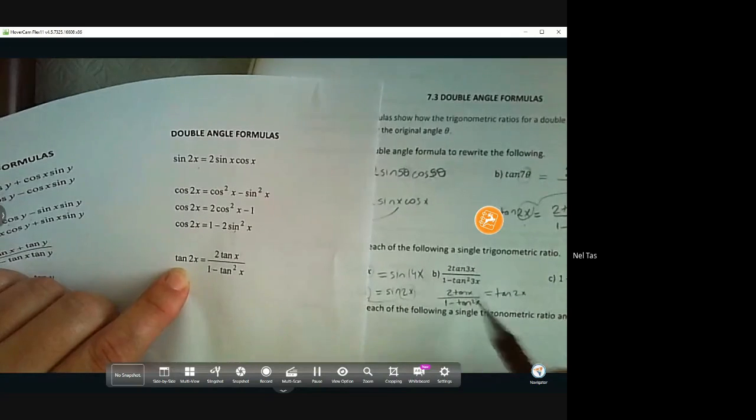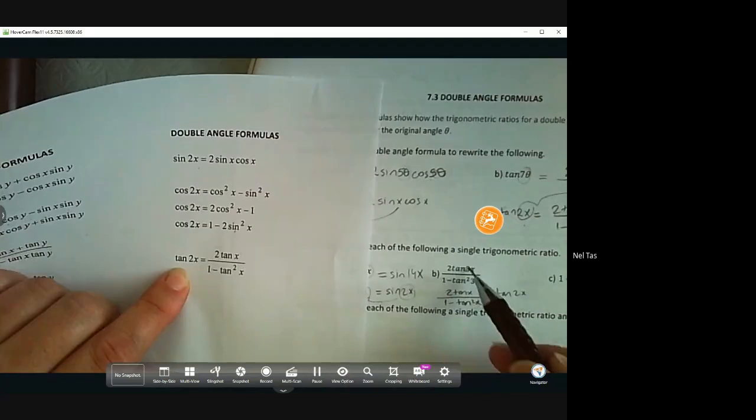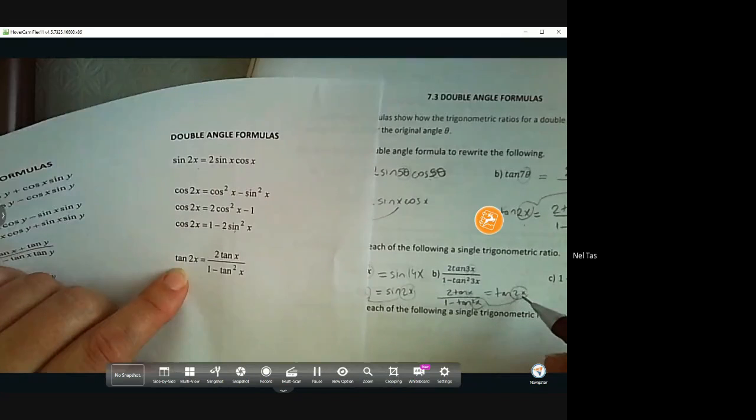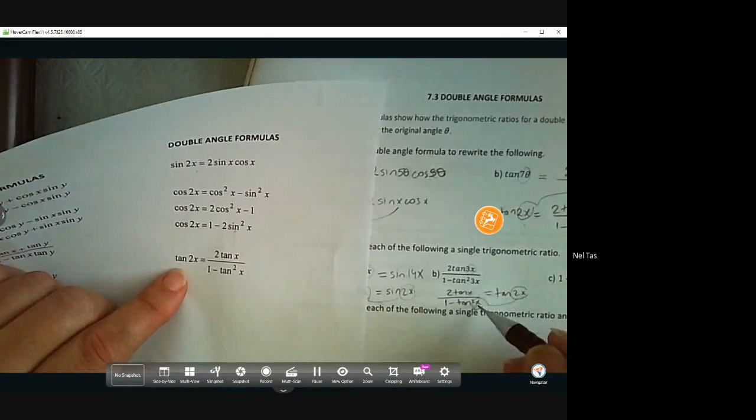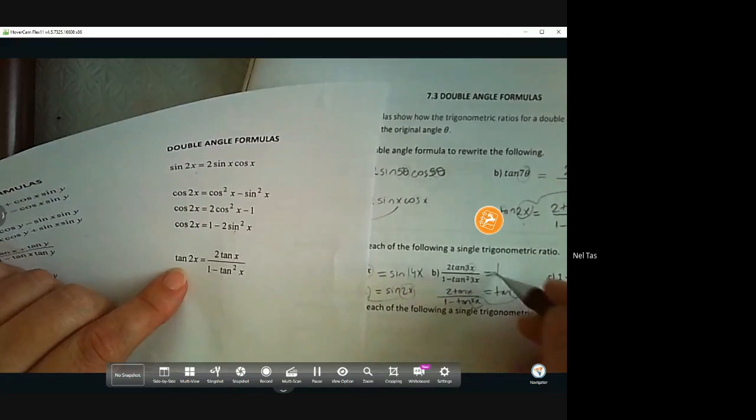Again, 2 is matching, 1 minus is matching, and tan and tan square is matching. The only difference is, as you see, instead of x, we have 3x here. If this was x, then on the right side, we would put 2x. So it is 2 times this angle. Then we will have here 2 times 3x, which is 6x.